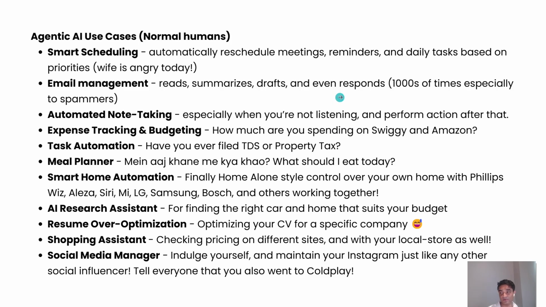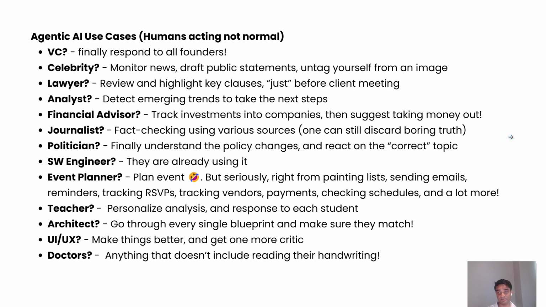Right? This is for normal humans. But then we have humans who are acting not normal. We have VCs. Finally, they get to respond to all the founders, understanding what their portfolio is and why they can't invest. When we are celebrities, they can actually monitor news, draft news, public statements, and unpack themselves for images they don't want. Lawyer, they can finally review and highlight key clauses just before the review meeting with the client.